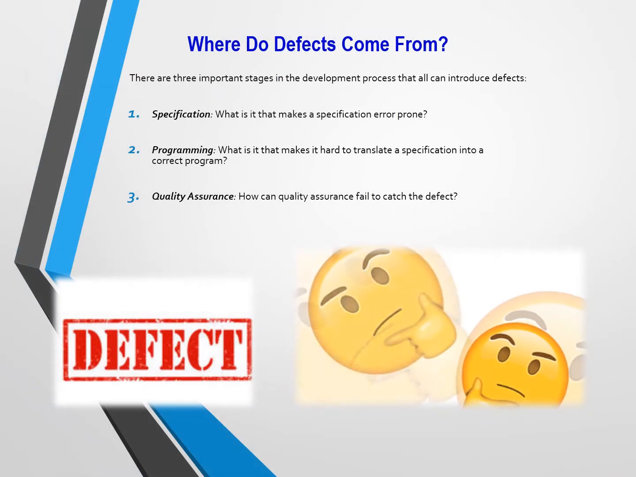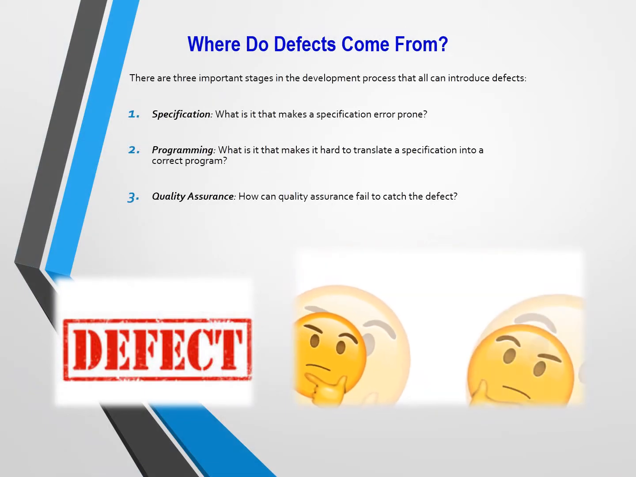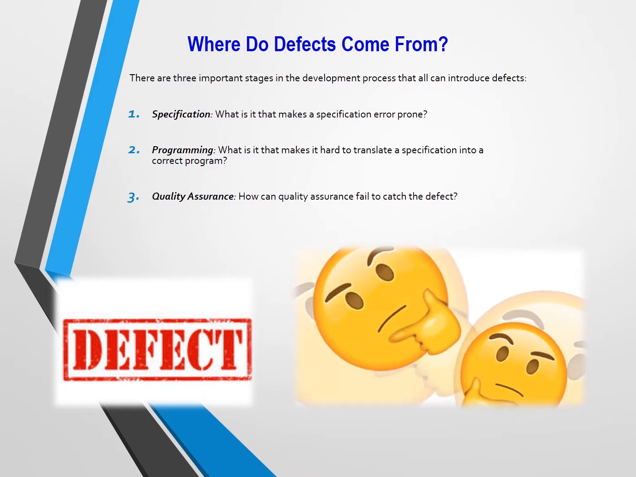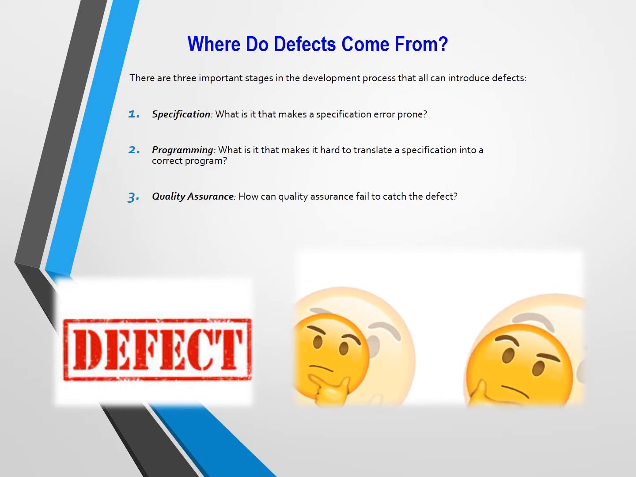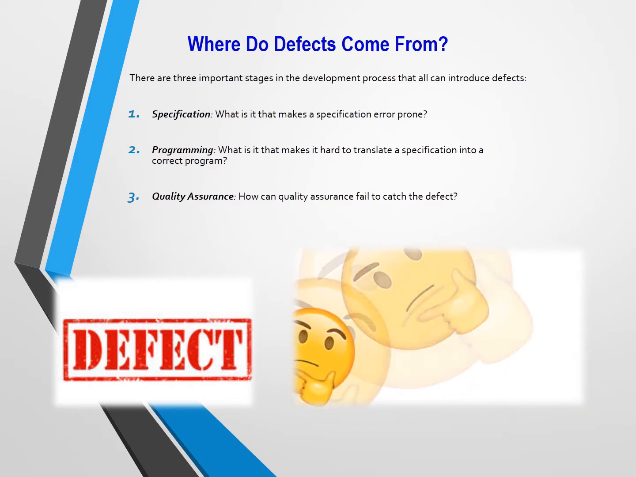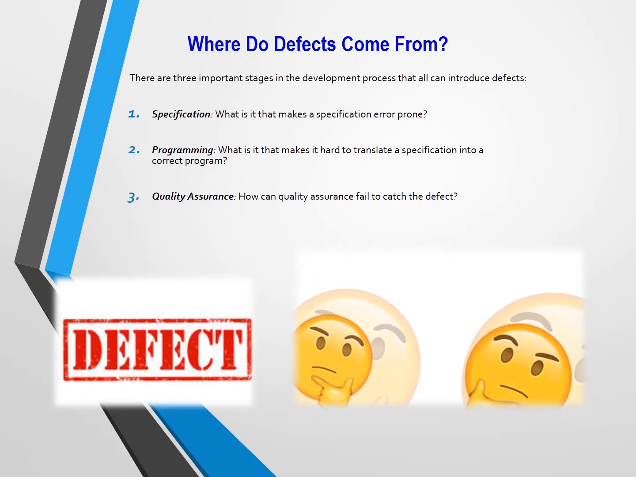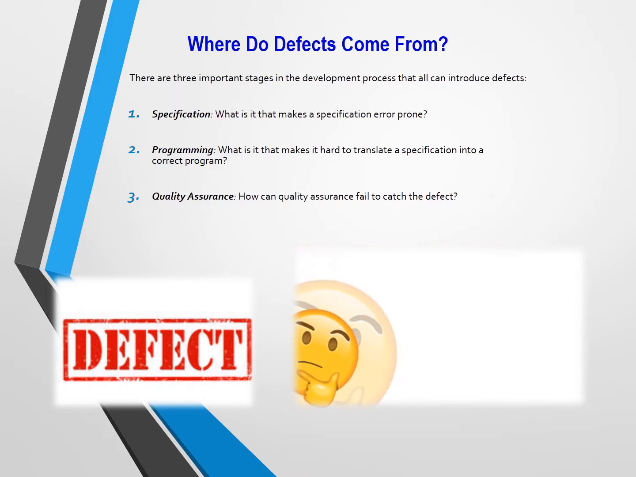Where do defects come from? There are 3 important stages in the development process that all can introduce defects. Specification. What is it that makes a specification error-prone? Programming. What is it that makes it hard to translate a specification into a correct program? Quality assurance. How can quality assurance fail to catch the defect?